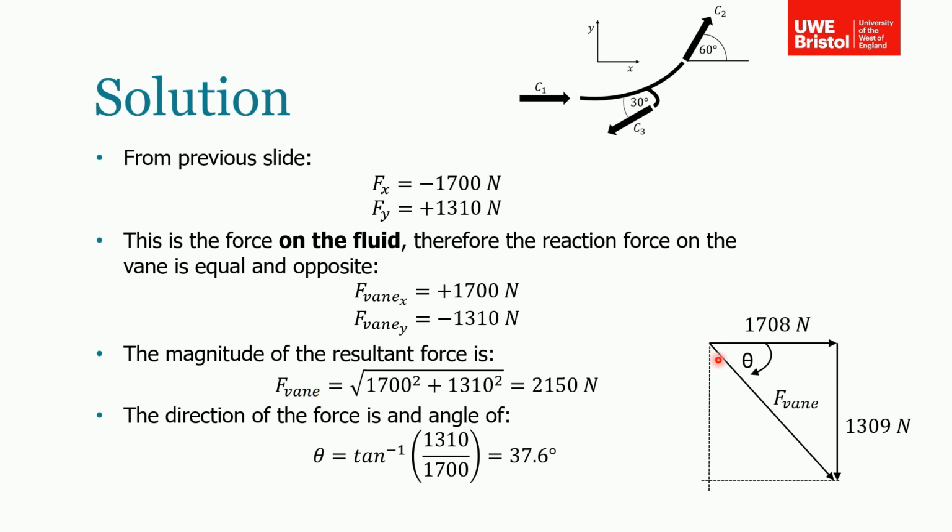We can find the magnitude of the resultant force by using Pythagoras, and then we can finally find the angle of this force relative to the x-plane by taking the inverse tan of the two sides of this triangle. And if we do that, we end up with a final force of 2,150 newtons, which is acting around 38 degrees from the x direction.